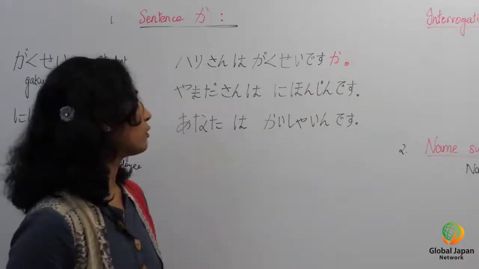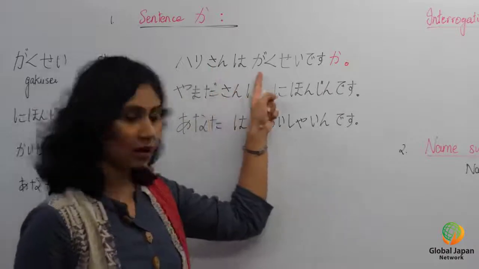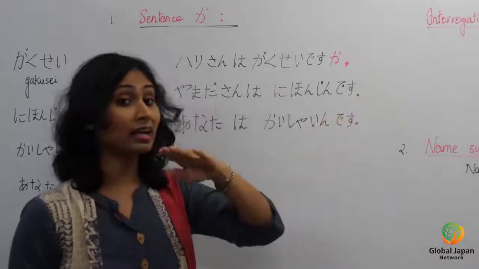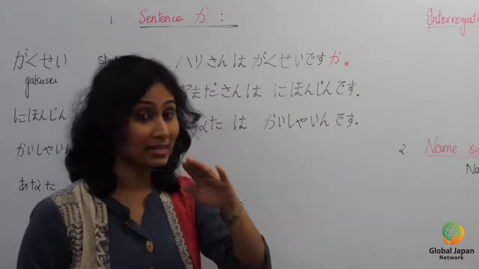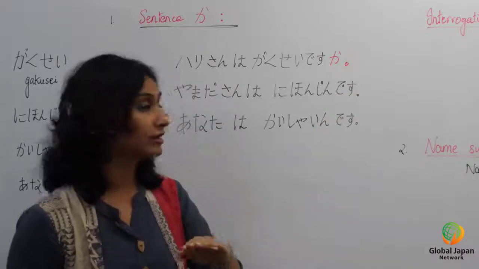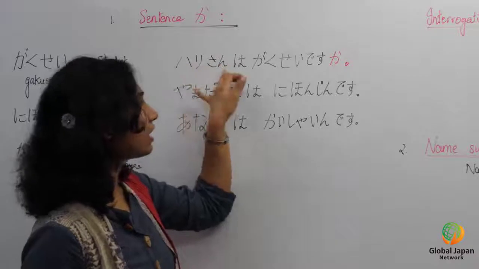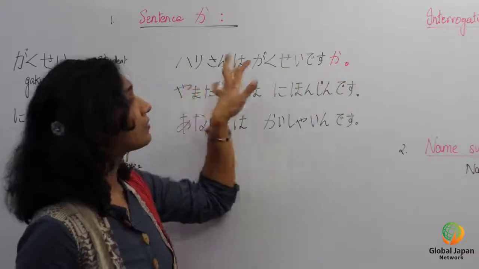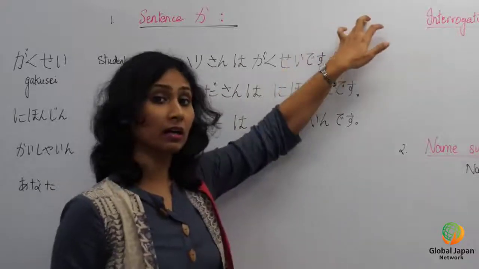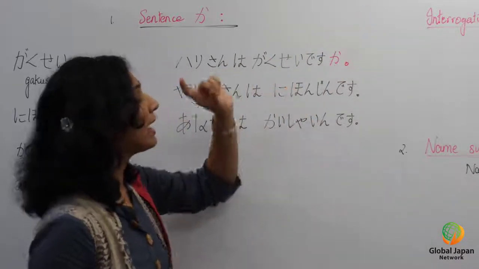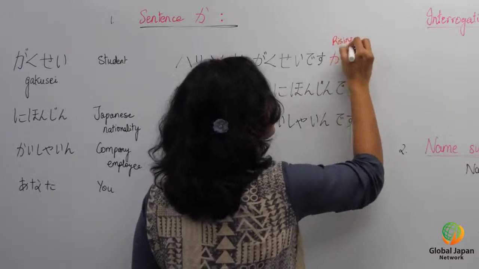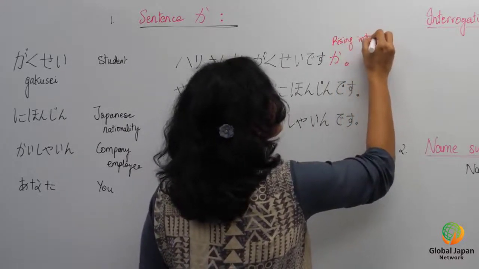Let me read this now. Hari-san wa gakusei desu ka? When I say this as a statement, look at the way I'm reading it. Hari-san wa gakusei desu. Hari-san wa gakusei desu ka? I will end the sentence in rising intonation if it were a question.